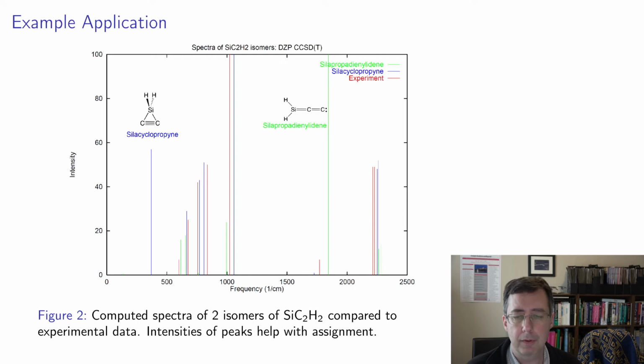A lot of times molecules, especially if they're larger, have so many peaks, it's a little hard to tell what matches or what doesn't match or how to assign peaks. In this case, I have several cases where I have a red peak with a nearby green peak and a nearby blue peak, and so it's hard to know which one is really a better match. But if I look at the intensities, the predicted peaks are definitely a better match between the red and the blue. So the cyclopropyne seems to be a better match to the experimental spectrum.